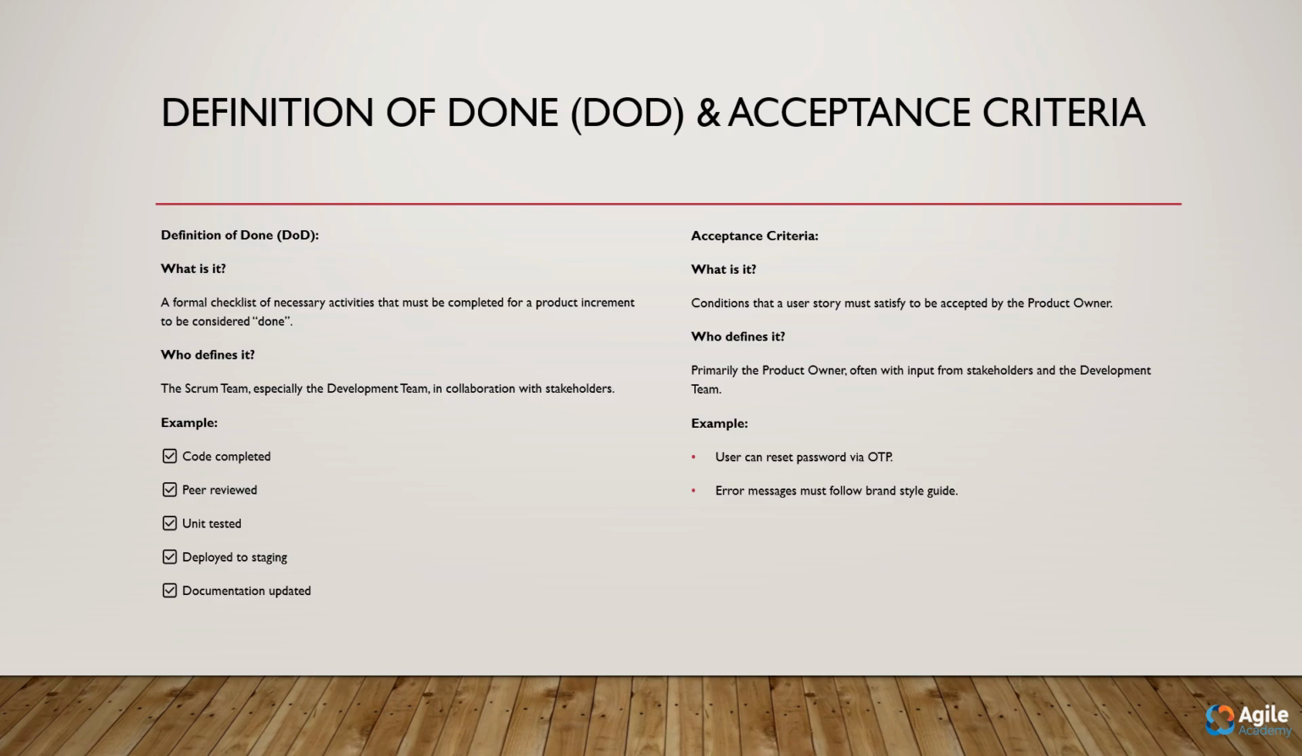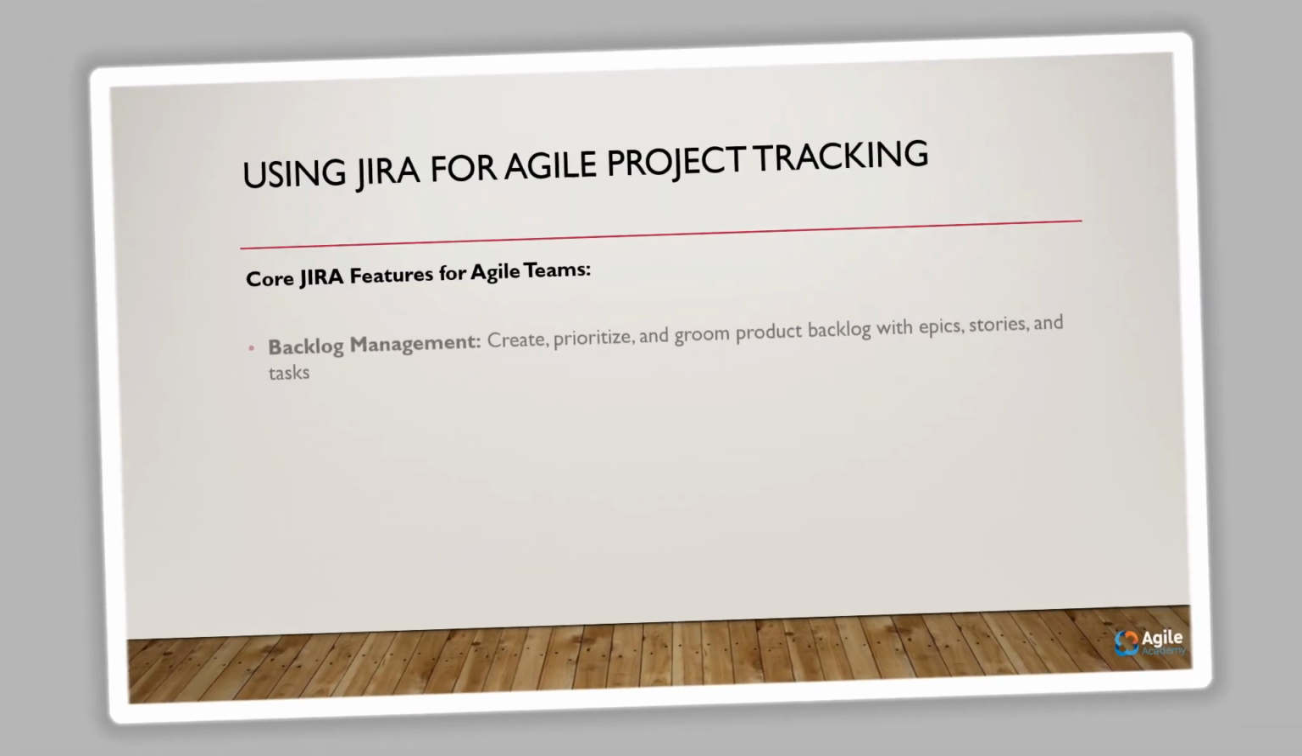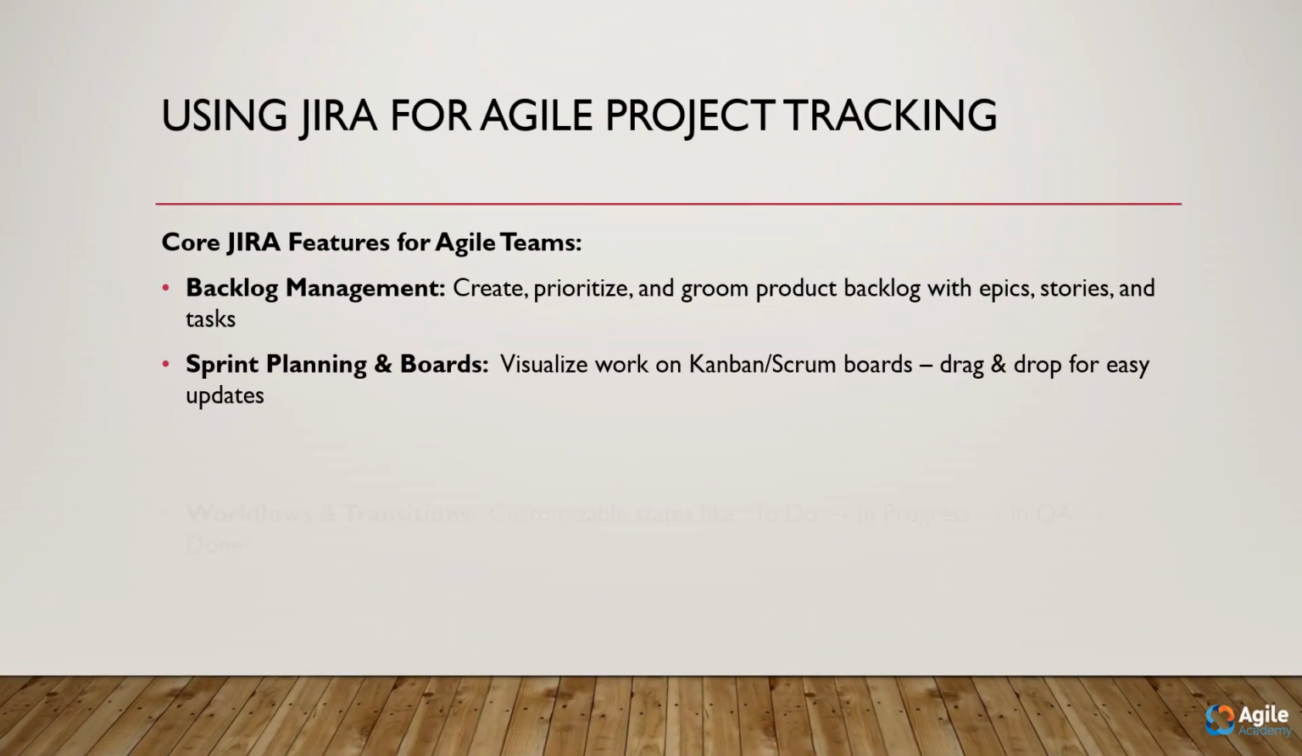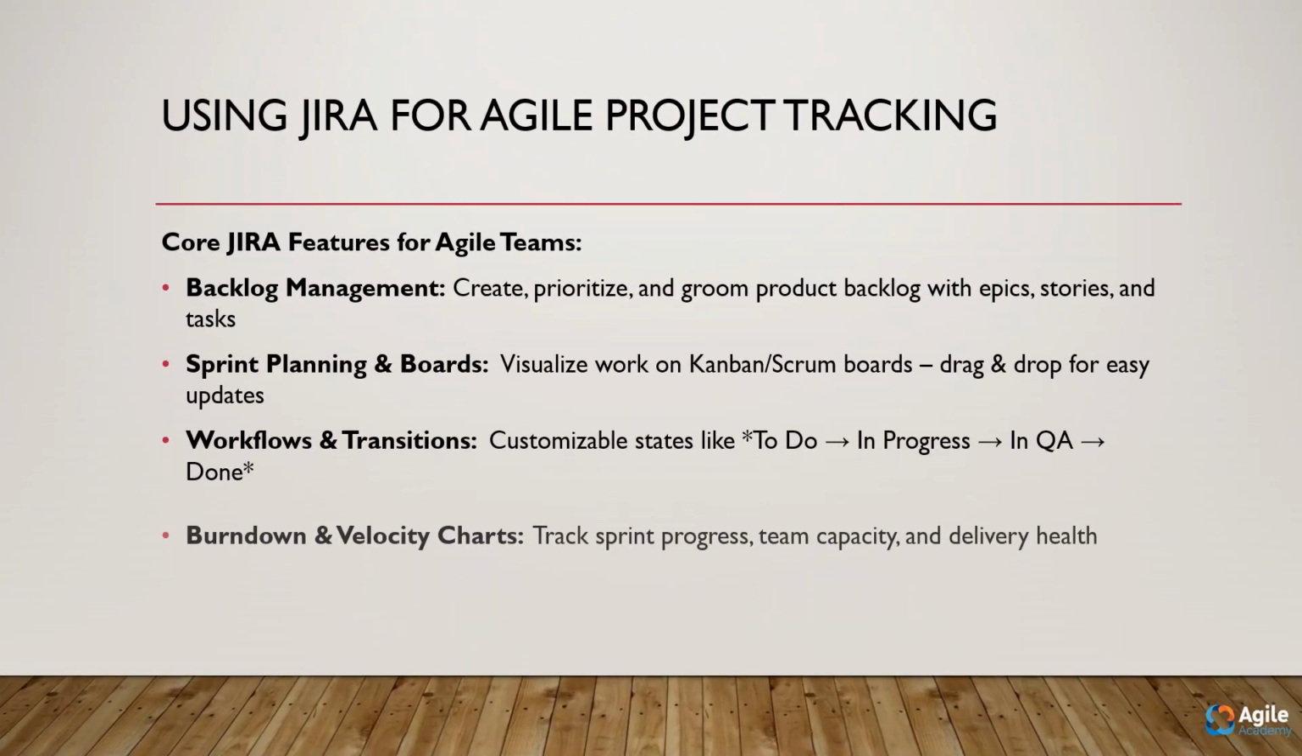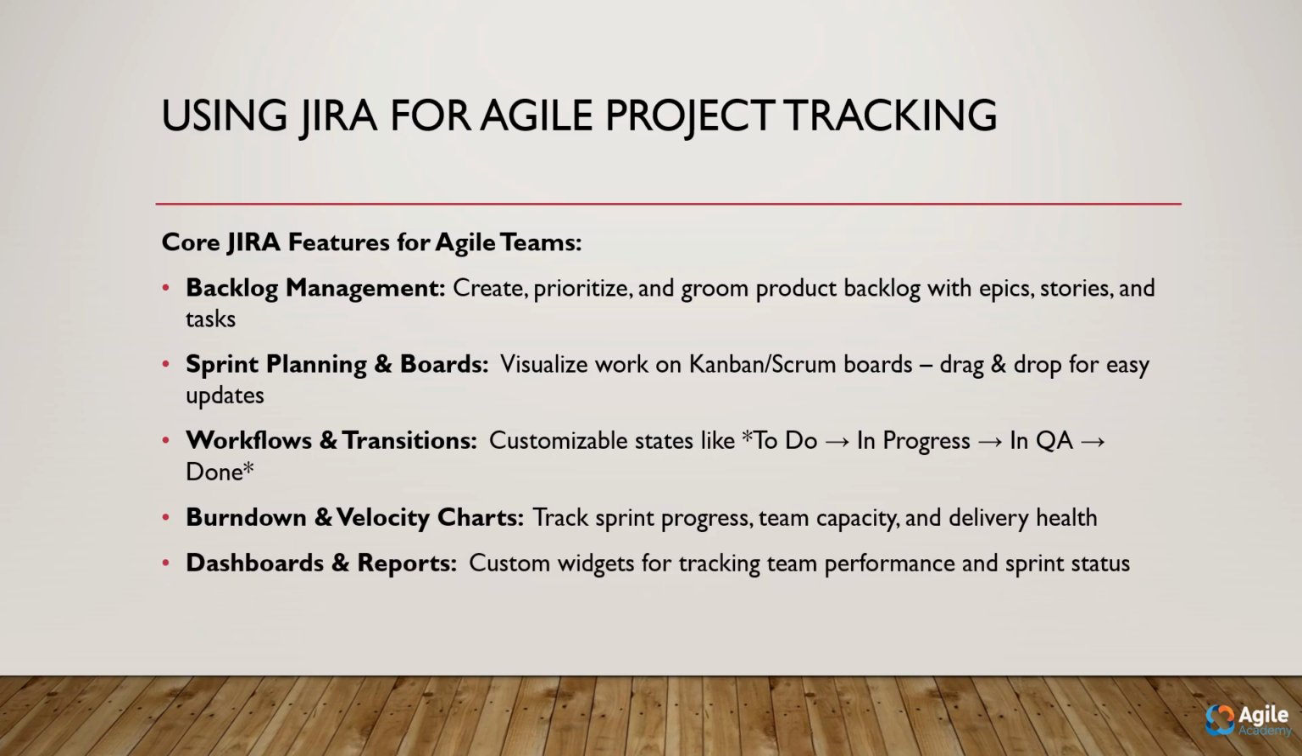Let's now explore how tools like Jira make Agile tracking more effective. Key Jira features for Scrum teams include backlog management for organizing epics and stories, sprint boards for visual task tracking, custom workflows like To Do, In Progress, In QA, Done, burn down and velocity charts to measure progress, dashboards and reports for real-time insights.